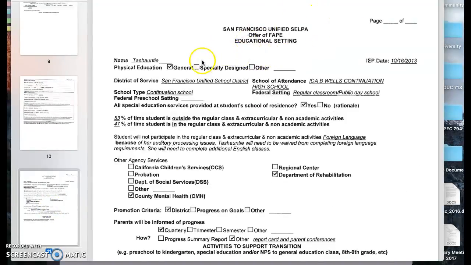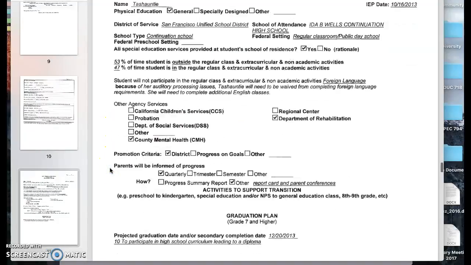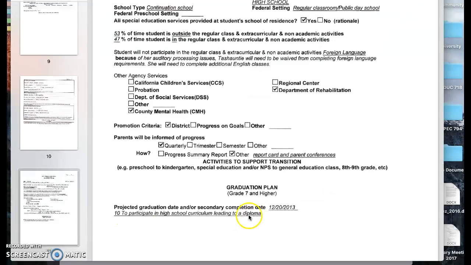The next piece is around FAPE, that's free and appropriate public education. So for PE, she's in the general education program. And then this is where she went to school and how much she is outside of the regular classroom, 53% of the time. And then she takes regular classrooms and extracurricular activities 47% of the time. She's connected with County Mental Health and the Department of Rehab. She is going to follow the district guidelines for graduation, and she is on a diploma track.